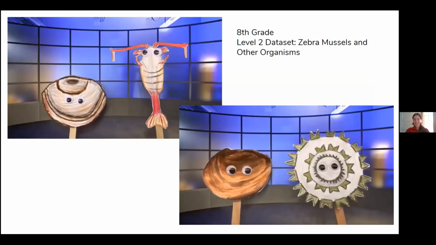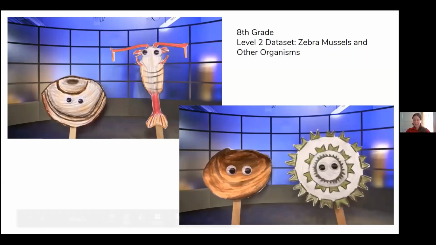These students chose to use our zebra mussel data set. So zebra mussels are an invasive species that were introduced to the Hudson River in the late 80s, early 90s. And so they outcompeted other native organisms in the Hudson River ecosystem. And so this is a fake news report on that initial introduction of zebra mussels, in 1991 is when this one starts. And so we have mussels interviewing different organisms.